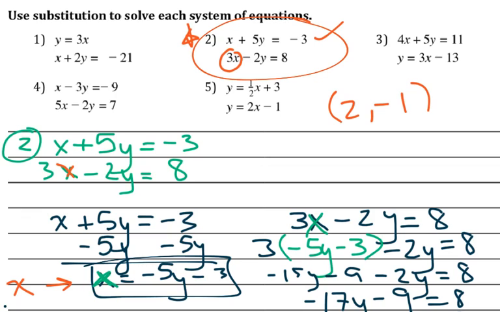3 times 2 gives me 6. I see minus 2 times a negative 1 becoming plus 2. And I would say, well, 6 plus 2 does give me 8.